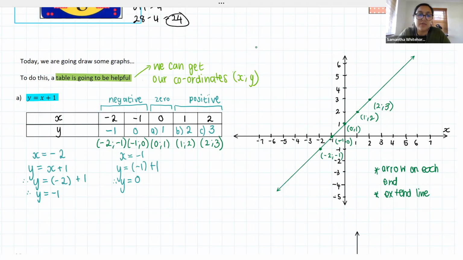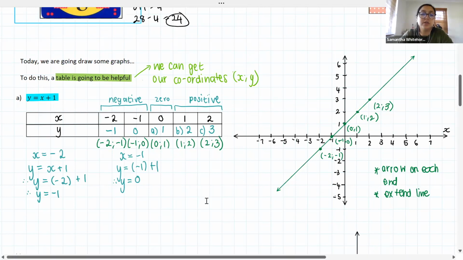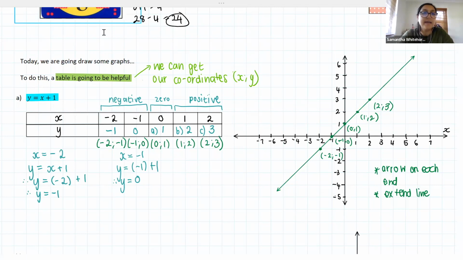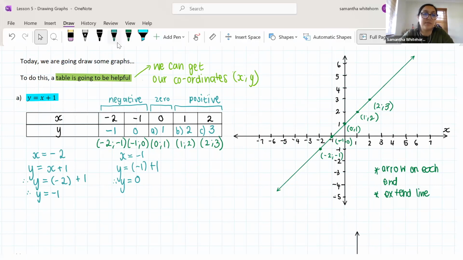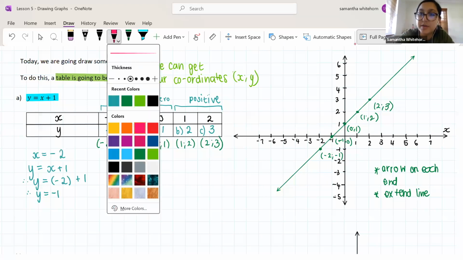Right, so guys, if we did have a graph like this, it would show essentially the relationship between x and y. And because this graph is increasing from left to right, what we have here is an increasing relationship.